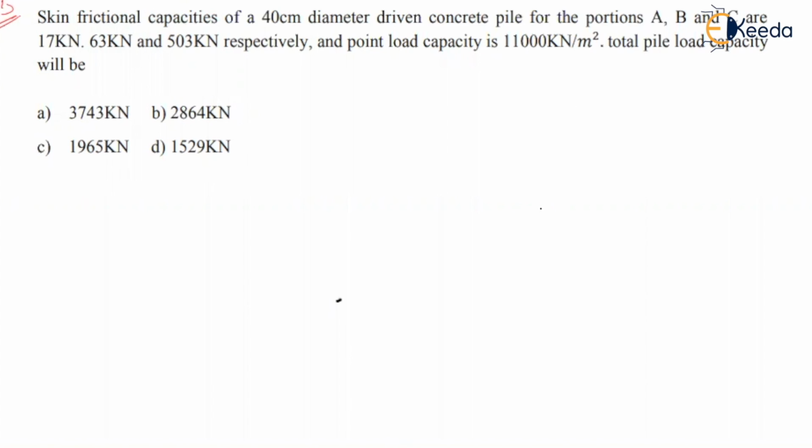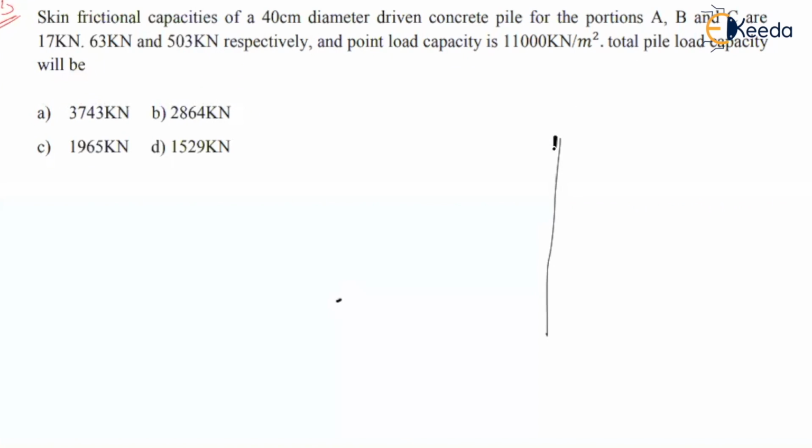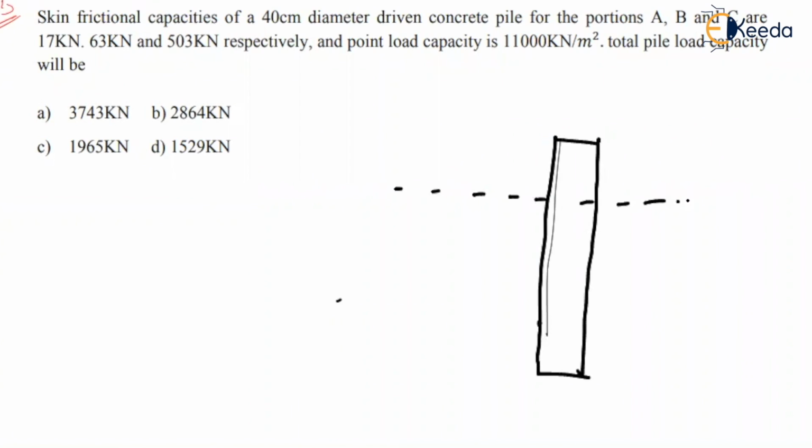Okay, that means if you are considering, let me change the thickness. Suppose you are considering a pile driven through the soil, it is divided into how many parts? 3 portions, that is 1, 2, 3: portion A, portion B, portion C. So, skin frictional capacity. What is the Qs value in the portion A?